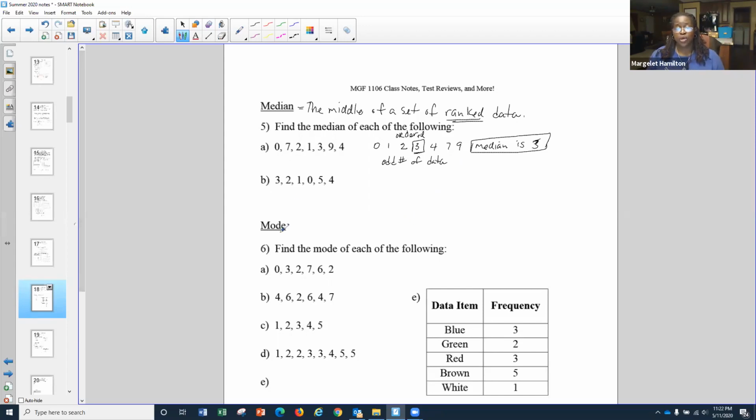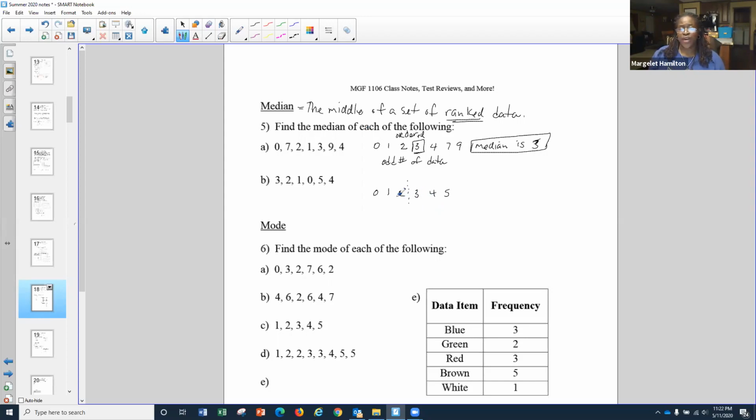Let's look at this next one. So we have this set of data. We're going to put it in order. So we have 0, 1, 2, 3, 4, and 5. So 3, 6, 6. Okay. Now, if you look right here in the middle, there is no number right here in the middle.